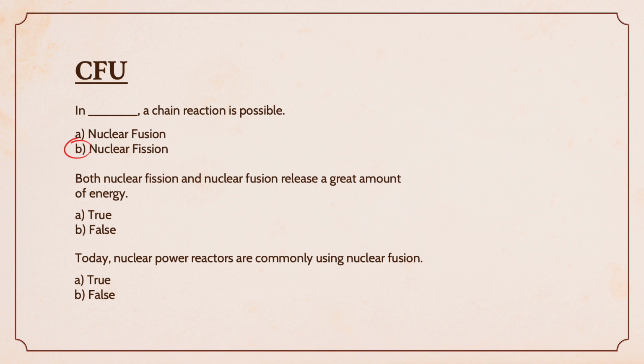The next question says, both nuclear fission and fusion release a great amount of energy. We know that both of these processes have created nuclear bombs, hydrogen bombs, atomic bombs. So A, true. The next question says, today, nuclear power reactors are commonly using nuclear fusion. We know that nuclear fusion is difficult to achieve, so B, false.